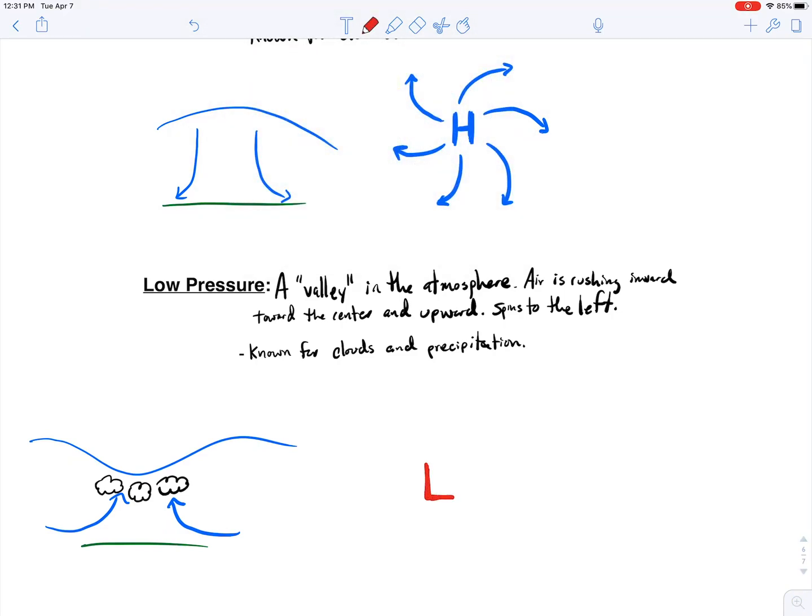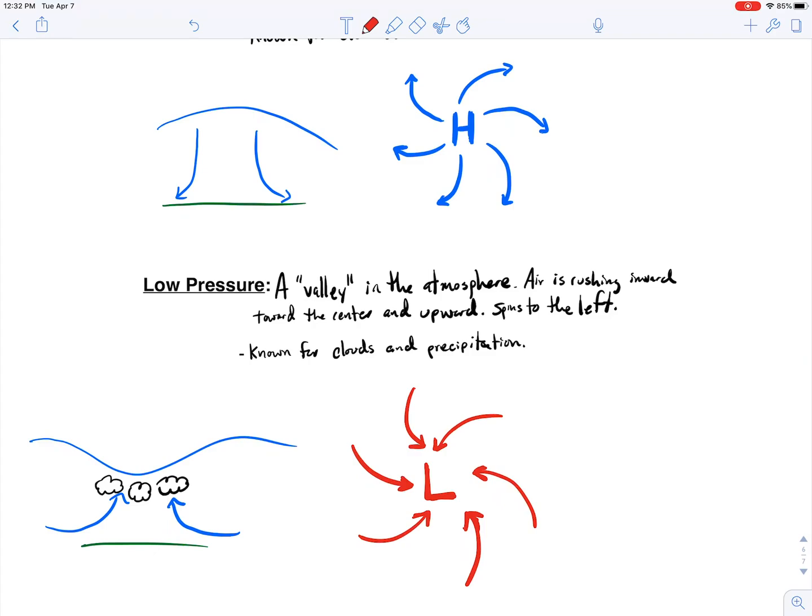But let's draw here. A low pressure system on the map is always drawn with a red L. A red L. And we're going to use the same exact shape that we did with our blue high pressure system, except now the arrows are flipped. Now we've got air flowing inward toward the center of our low pressure system. Kind of cool stuff, right?